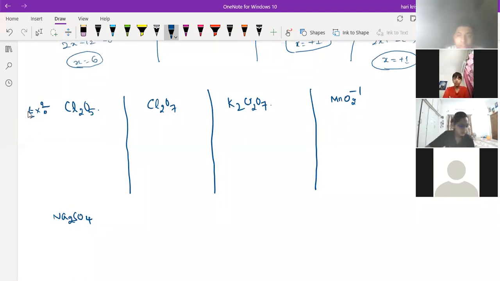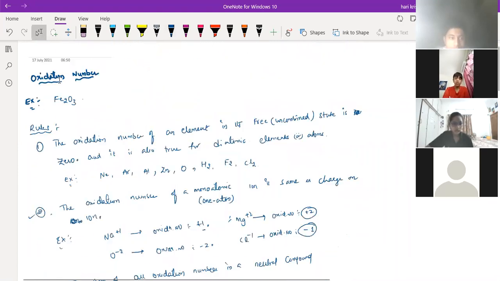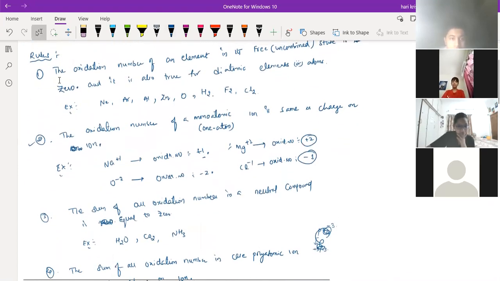So once again, I'll repeat it one by one. Listen carefully. First of all, read the rules. The oxidation number of an element in the free state is 0. And it is also true for the diatomic elements. That is the first rule. Second one, the oxidation number of a monoatomic ion is the same as the charge on the ion. Third one, the sum of all oxidation numbers in a neutral compound is equal to 0.